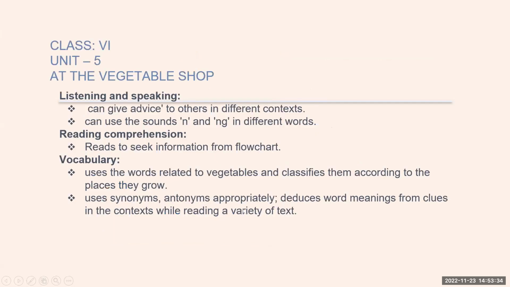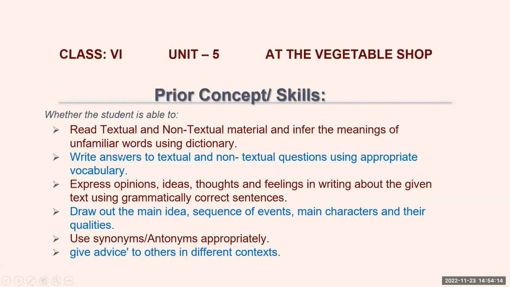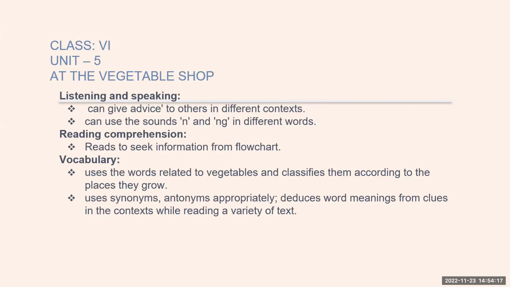The next important thing that we are going to look at is the learning outcomes. Listening and speaking: from the lesson we have identified a few. These things are taken from the SCERT textbook, so these are there already in the textbook. These are the identified learning outcomes: listening, speaking, reading comprehension, vocabulary, grammatical awareness, and creative writing. So before we get into the lesson, before we transact certain things in the classroom, we should have an understanding of whether the student has these skills or not. And then we should also be very clear with the learning outcomes.